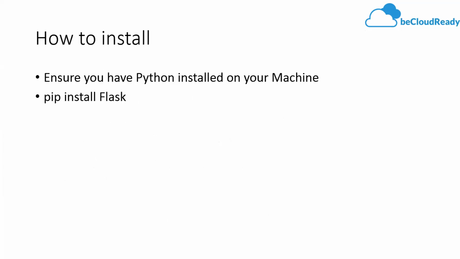So installing Flask is very easy. You just ensure that you have Python installed on your machine, and pip is a package manager which comes with Python. All you need to do is run the command pip install Flask, and that will install Flask. For Mac users, you might need to install pip beforehand, and after that, you can pip install Flask.